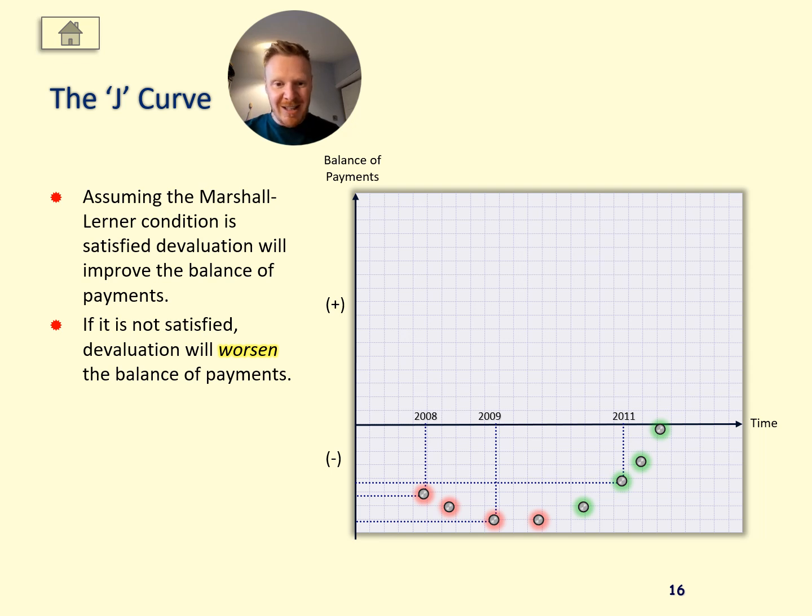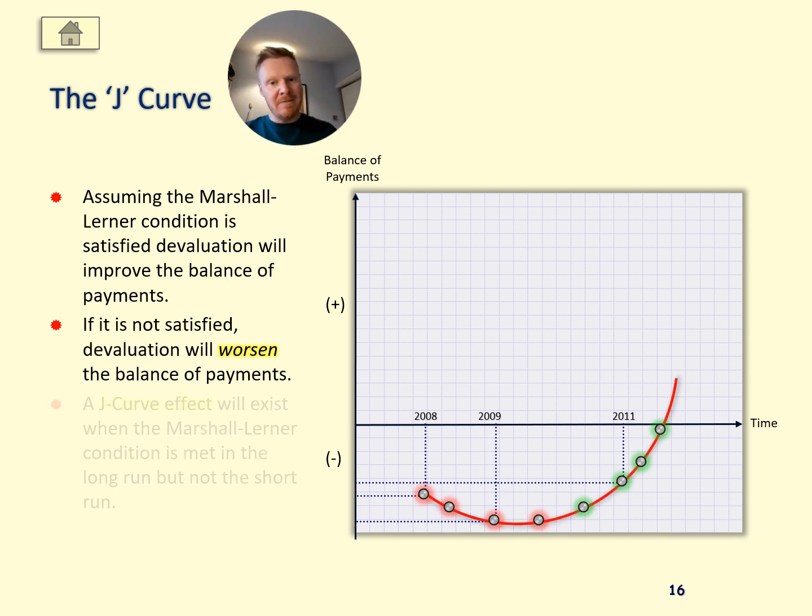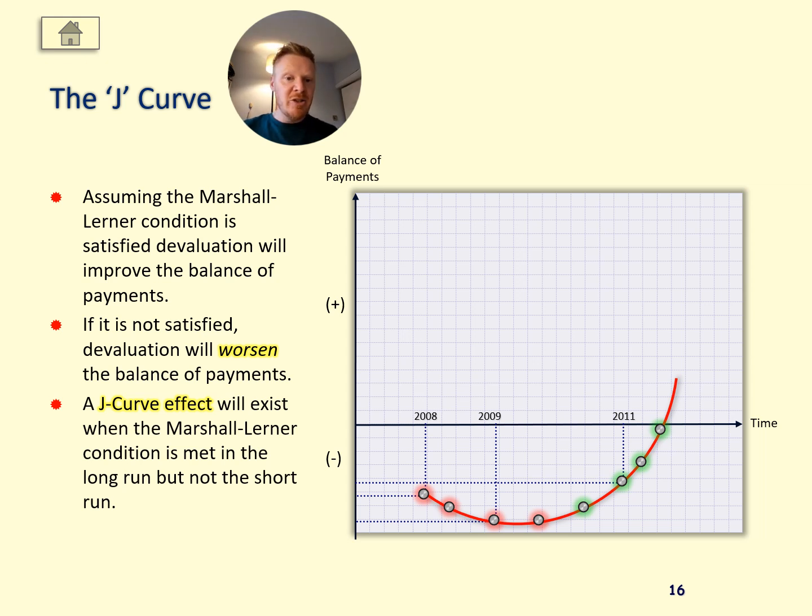Right, so let's have a look. As you can see here, we've got time on the x-axis and the balance of payments on the y-axis. If it's above the timeline, it's surplus. If it's below, it's in a deficit. And we can plot what happens after a devaluation. So a J-curve effect will exist when the Marshall-Lerner condition is met in the long run, but not in the short run. And you can see it looks a bit like a J.